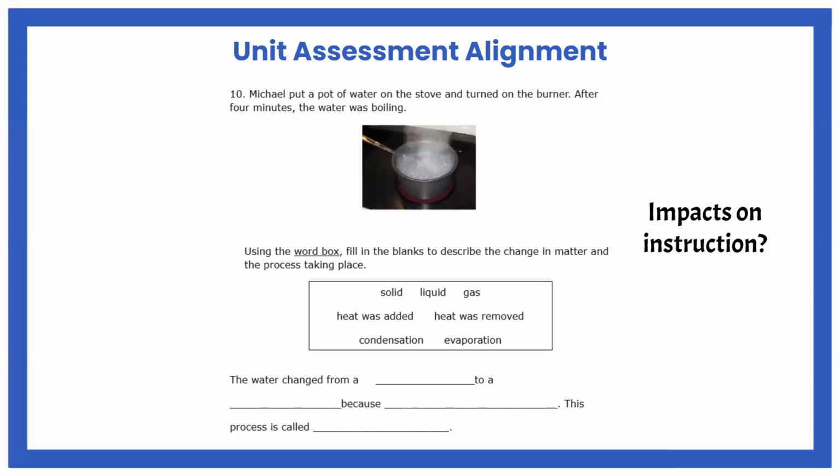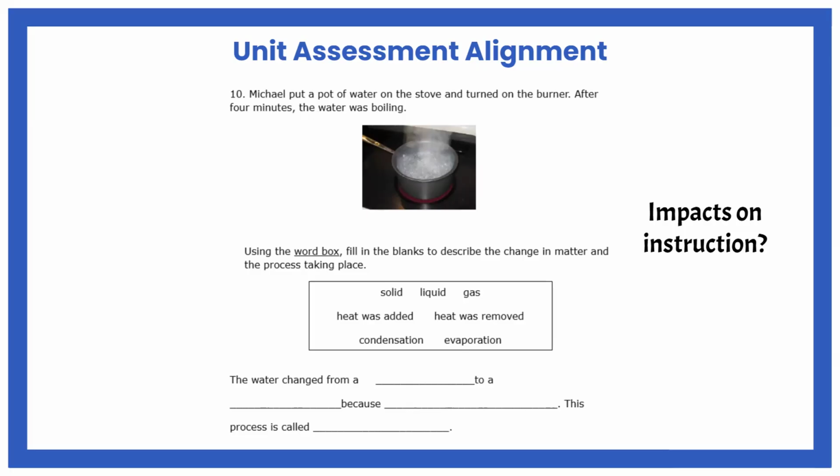Okay. So, just a couple of things that stick out to me are obviously the words in the word box are going to be key vocabulary to make sure your students know how to use and are familiar with. But I do notice the question says the water changed from A to A. So having students explain that to you, like, when we boiled water, the water changed from a liquid to a gas. Or when we put water in the freezer, water changed from a liquid into a solid.